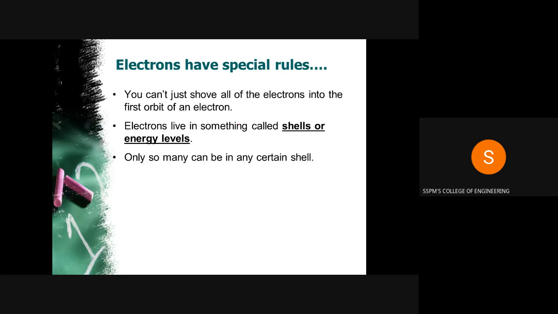Electrons have something called shells or energy levels. So in the structure of an atom, there is a shell or subshell. So in this way, there is a structure of atom. First, these atoms have different shells and subshells. Only so many electrons can be in a certain shell. So electrons are entered in the shells.